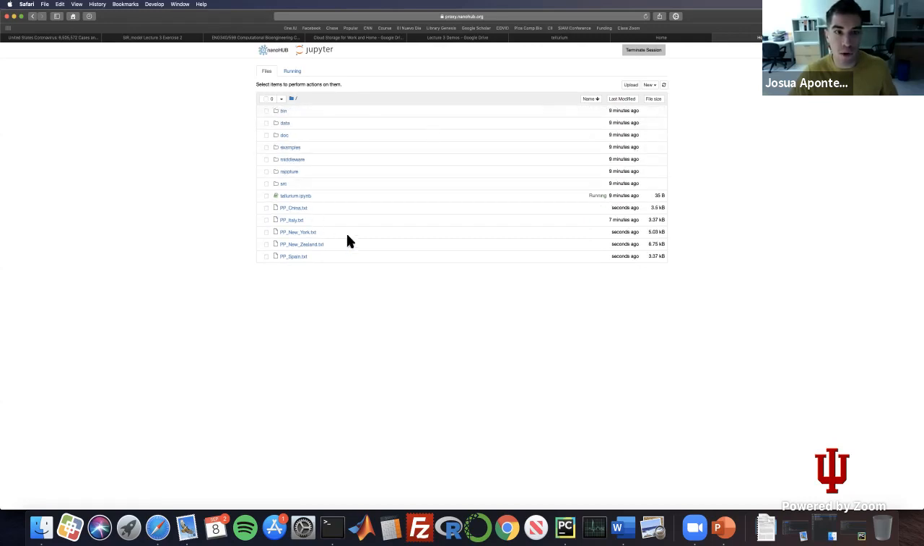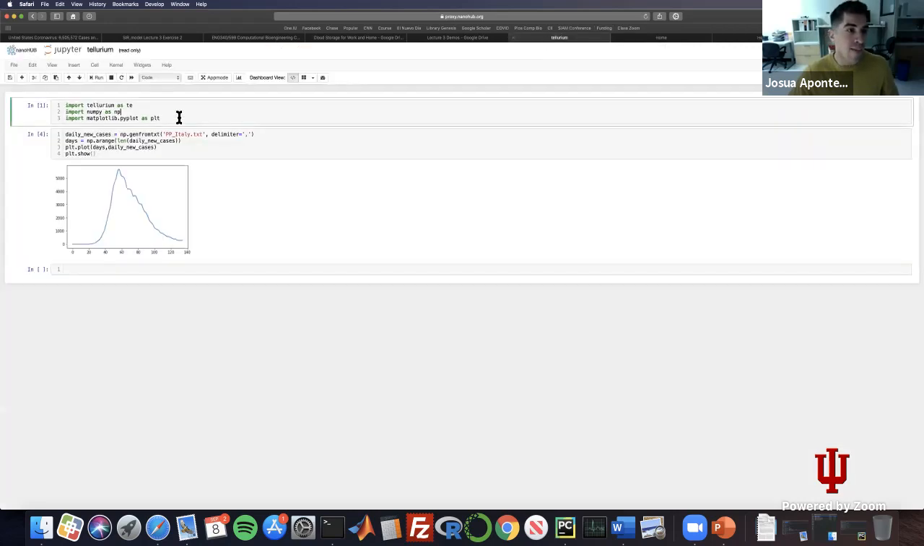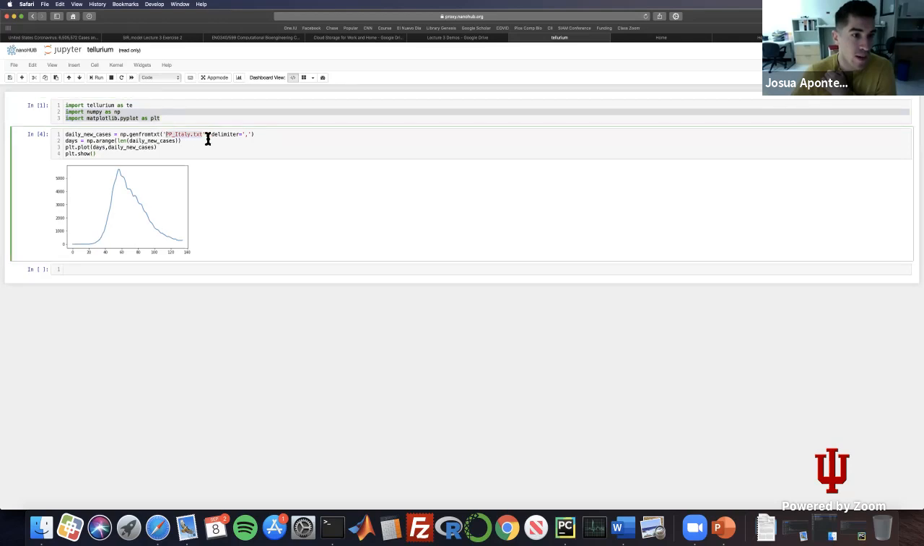So I have them all uploaded into NanoHub. In my Tellurium notebook, I imported NumPy and imported Matplotlib just for plotting. It's nothing too complicated. In this case, I am importing the data from Italy. This is just an import function.